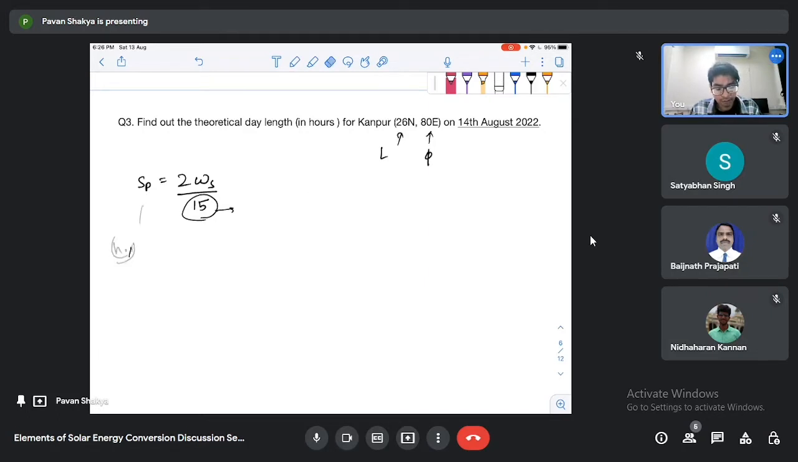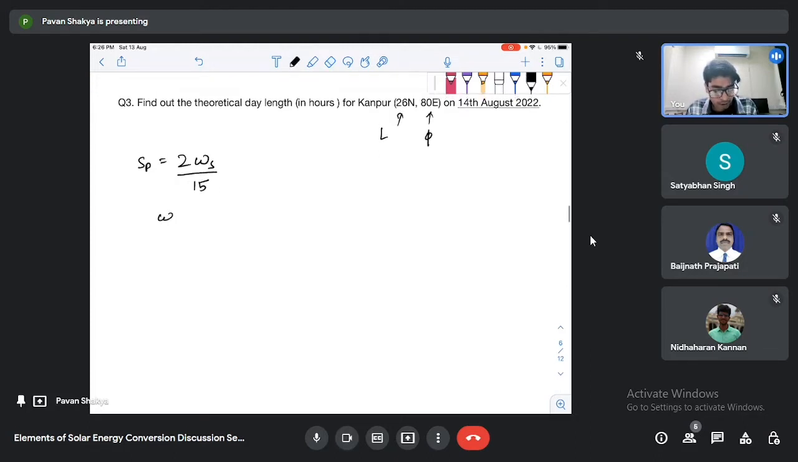So now the question is how we will calculate this omega s. I hope that you have also seen this formula, that is omega s equal to cos inverse of minus tan latitude dot tan declination angle. So for calculating this omega s, we need the latitude angle and the declination angle.